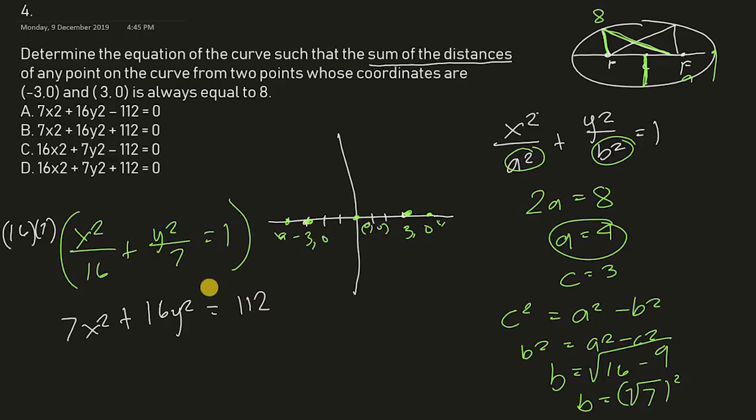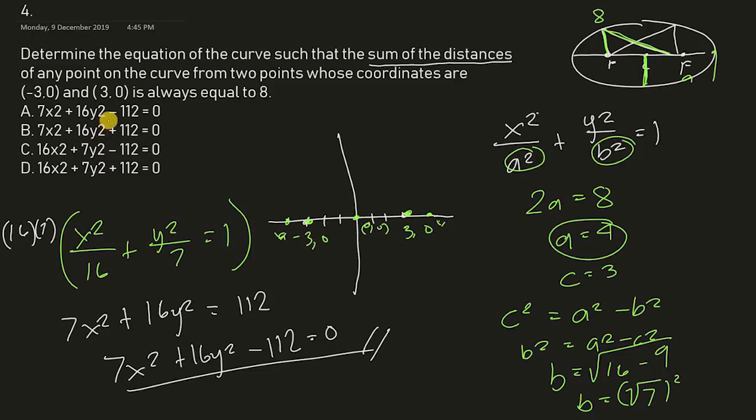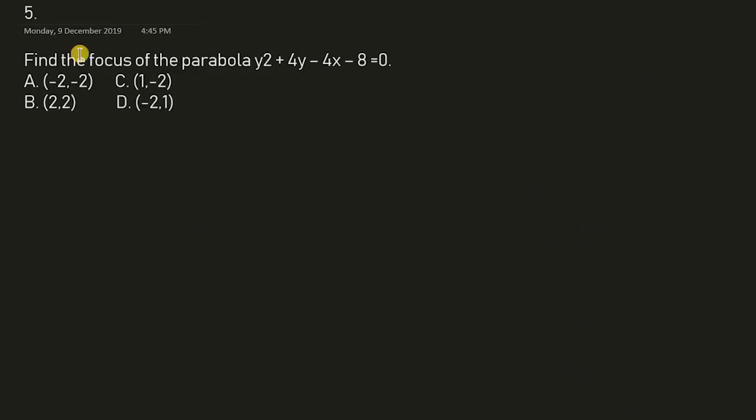Alright, transpose natin ito sa kabilang side ng equation. So, our final answer is 7x squared plus 16y squared minus 112 is equal to 0. So, this is our answer, which corresponds to letter A. Letter A, guys. Alright? Let's move to the next problem.